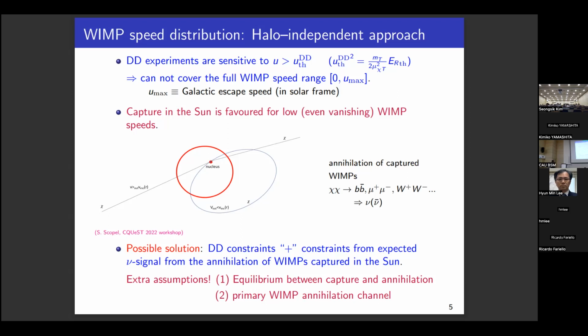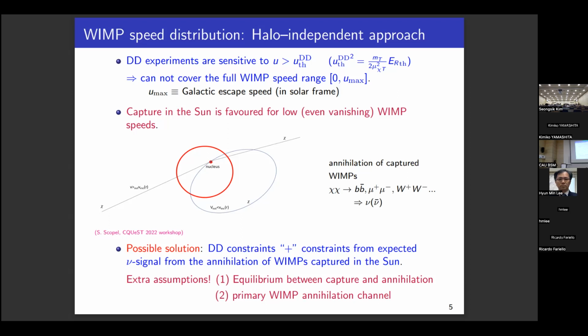However, capture of WIMPs in the Sun is more favored for low WIMP speeds. An incoming WIMP particle, after being scattered against a nucleus inside the Sun, will be gravitationally captured if its velocity after scattering is less than the local escape velocity inside the Sun. Otherwise, it is difficult to capture them. That's why low WIMP speed particles are more favored for capture.